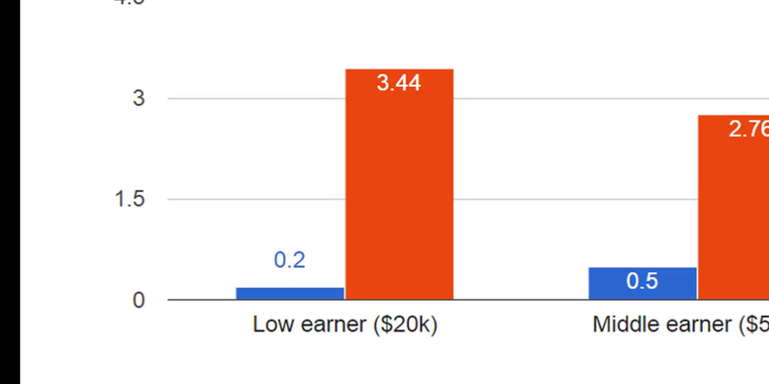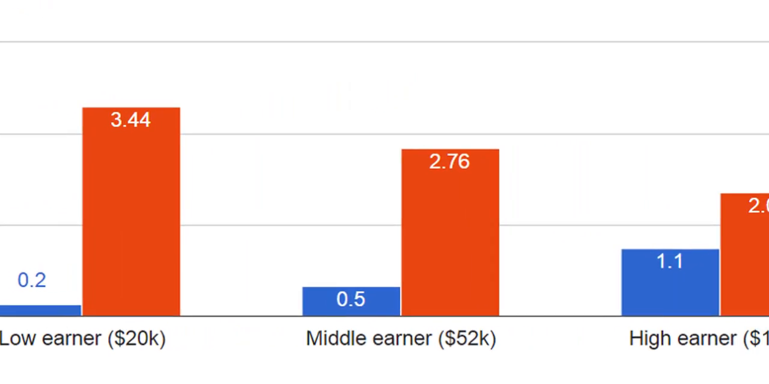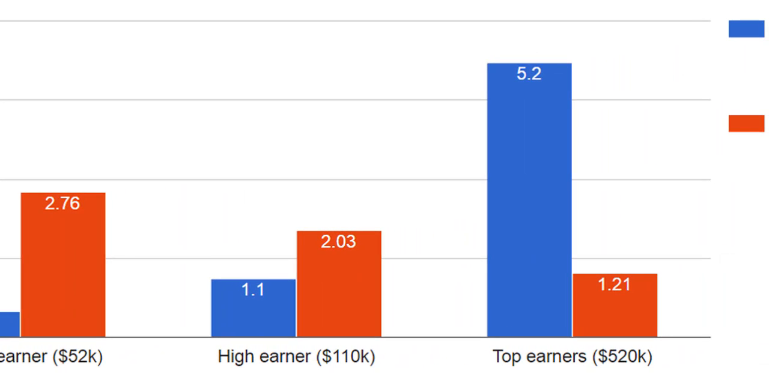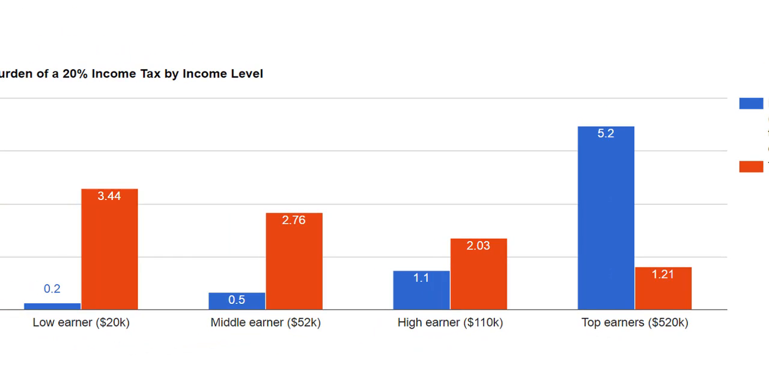3.4% of a poor American's income will go towards paying an import tax, whereas if you're in the top 1%, only 1.2% of your income will be spent on import taxes. This is the definition of a regressive tax. It is a tax that decreases as a percentage of income as incomes rise.